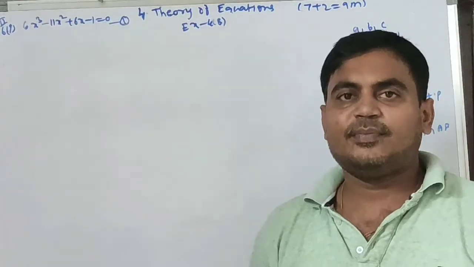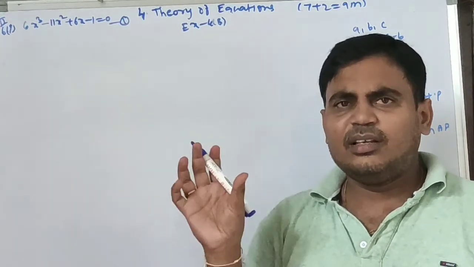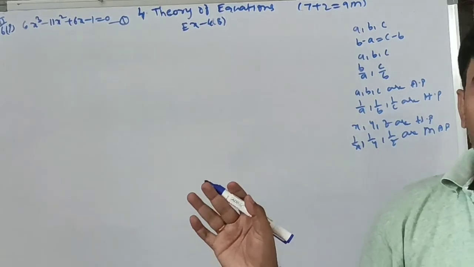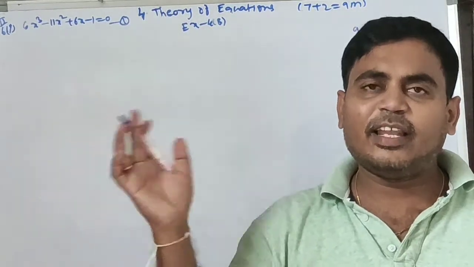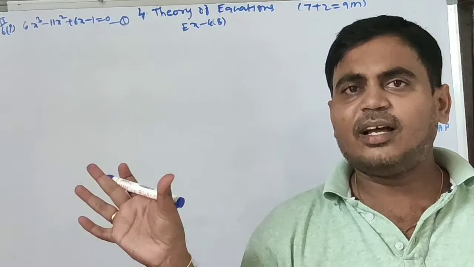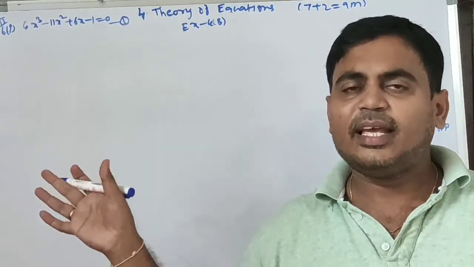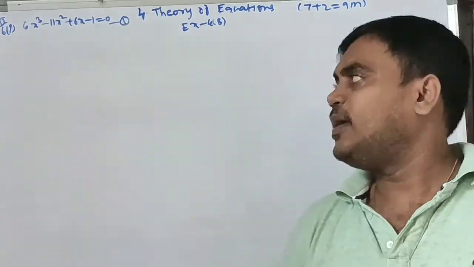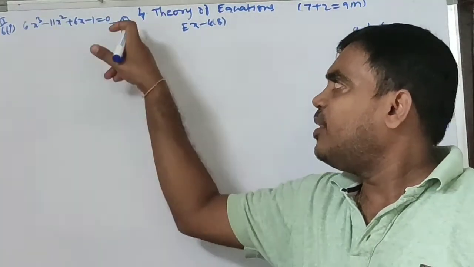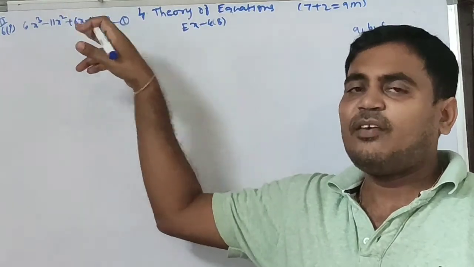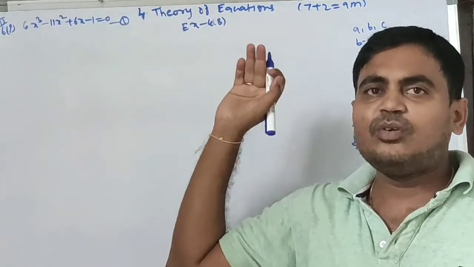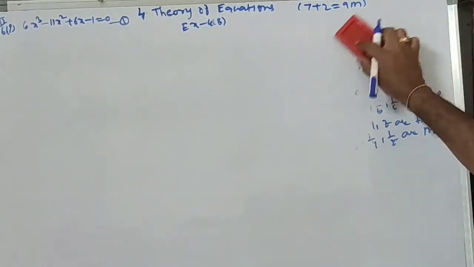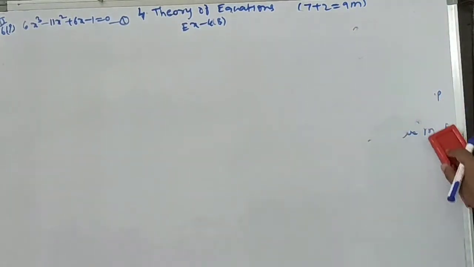So this is the concept. Not only three numbers, any numbers we are taking, if those are in HP, then their reciprocals are in AP. If some numbers are in AP, then their reciprocals are in HP. This is the relation between AP and HP. So similarly, we are finding these roots are in HP. We need to convert the roots to AP. So I want to remove this one. So I think you understand the concept of HP now.